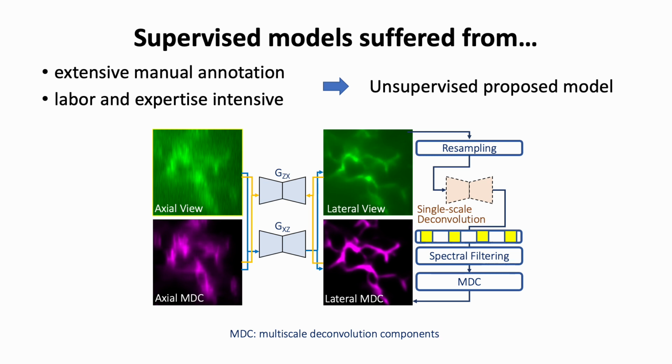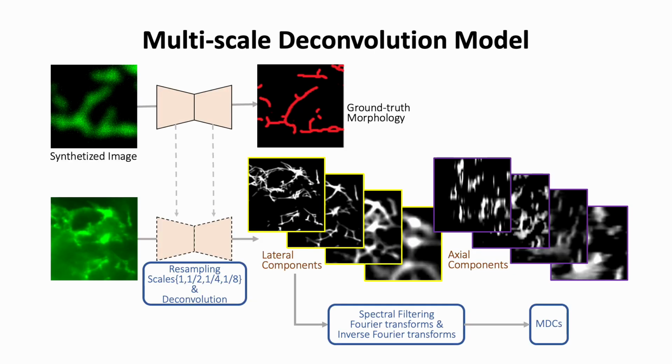However, they require extensive manual annotation, which is laborious. Therefore, we propose an unsupervised model using multi-scale deconvolution and GAN-based domain adaptation. We first train a single-scale deconvolution model to map synthetic microscopy images to their corresponding neural structures. Synthetic images were generated using theoretical PSF, Poisson and Gaussian noise to emulate real neural structures.